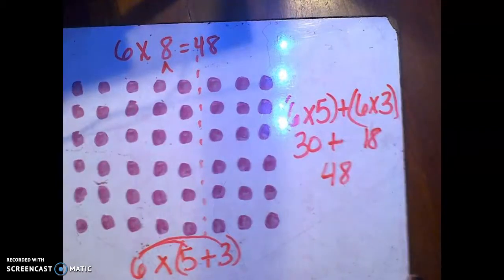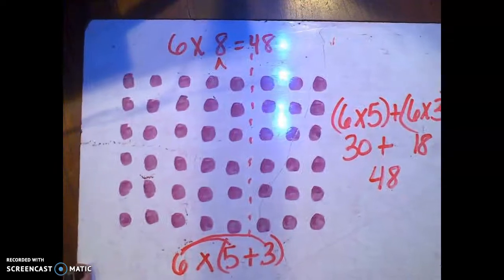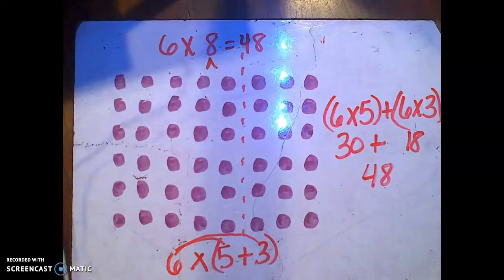So that's how I use my break apart and distribute strategy with the 5 plus something.